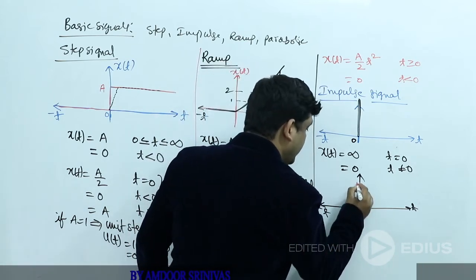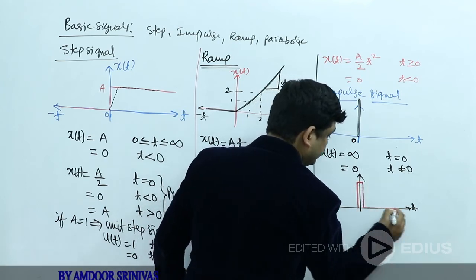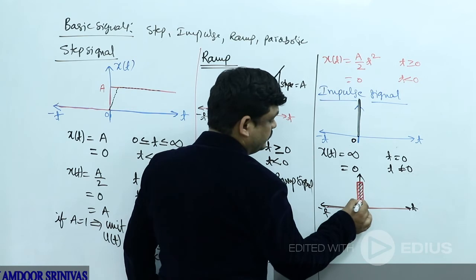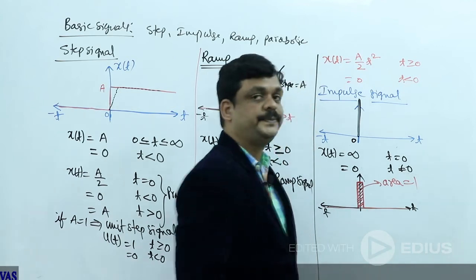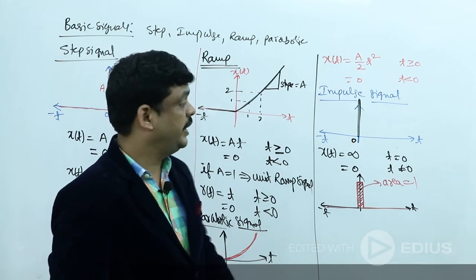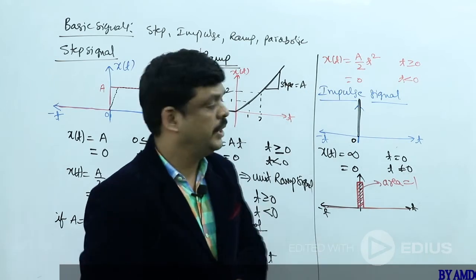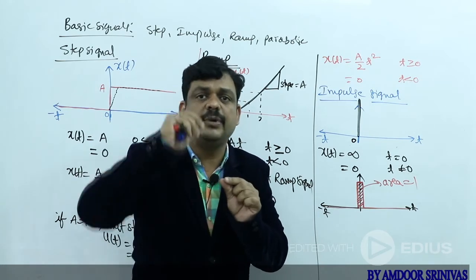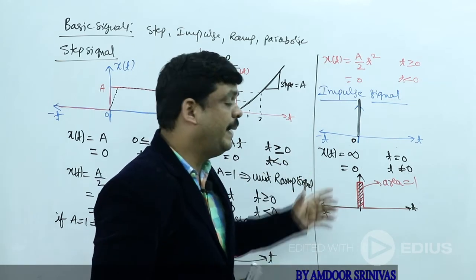Pulse function means it has constant amplitude within a short time period. But the area of this function should be how much? 1. Area of this function should be 1. Then the function is called impulse function. In practical cases, exactly at time equal to 0, generation of infinite amplitude is not possible. That's why in practical cases we take a constant amplitude within a short time period, but the area of the pulse signal is unity, then the signal is called impulse signal.